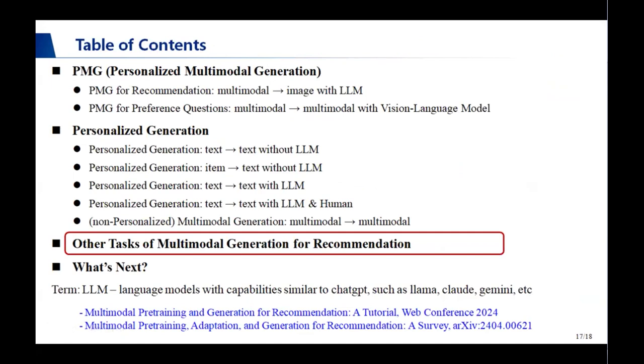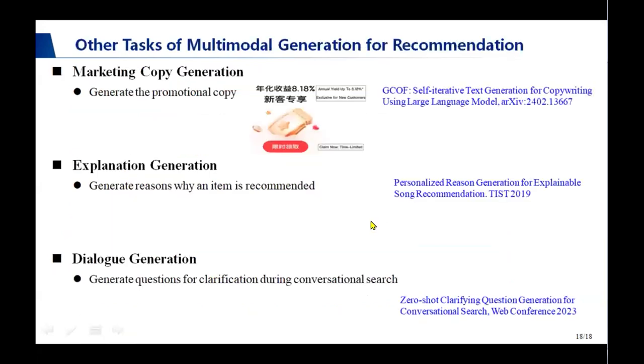All right, so I have covered the personalized multimodal generation, the personalized generation, and some of the non-personalized multimodal generation. Then, there are a few other tasks that may be used for recommendation, and it's also kind of multimodal generation. The first one is to generate a copy of advertisement. So it's called marketing copy generation.